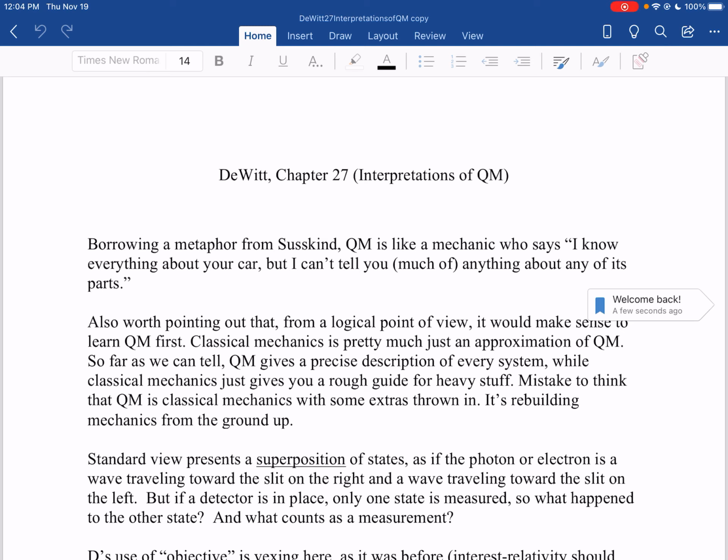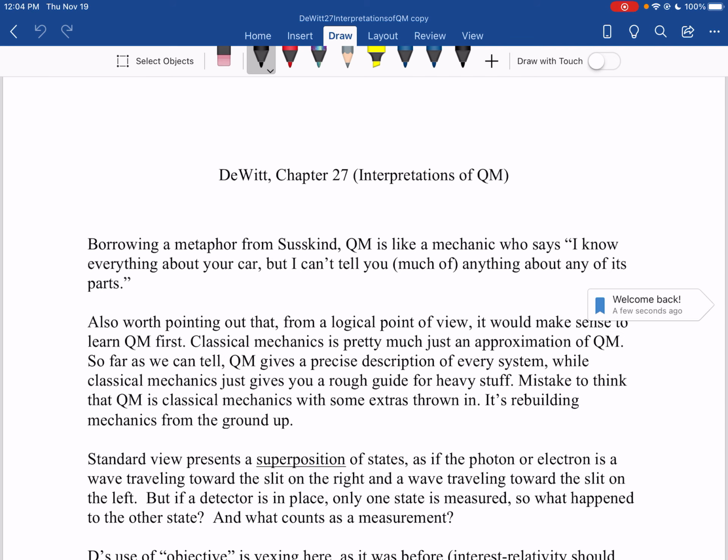All right, let's jump into DeWitt's chapter 27, which walks you through the most common interpretations of quantum theory. This is one of those where I really wish we were meeting in person so I could watch you try to wrap your heads around this and sort of stop and explain stuff and see whether that unfurrows your brow. Since we have to do this virtually, let's make the best of it.